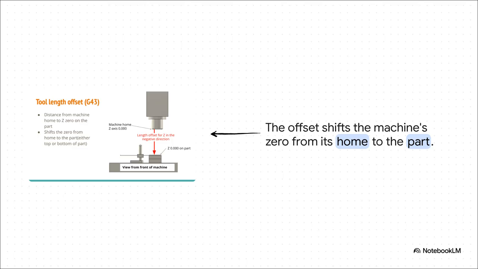And this picture makes it super clear. See that machine home? That's the machine's reference point. But your part is way down on the table. That gap, that distance from home down to the top of your part, that is the tool length offset. It's the exact number the machine needs to know to travel precisely to the starting point.